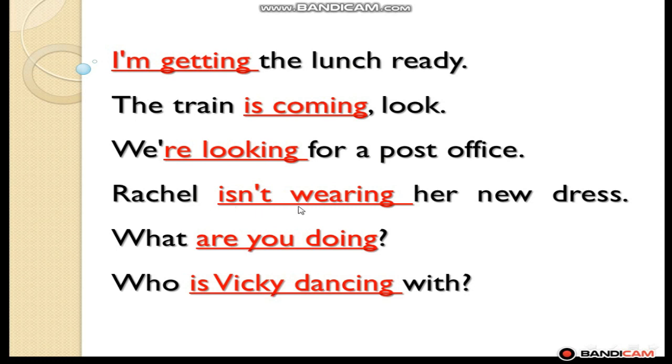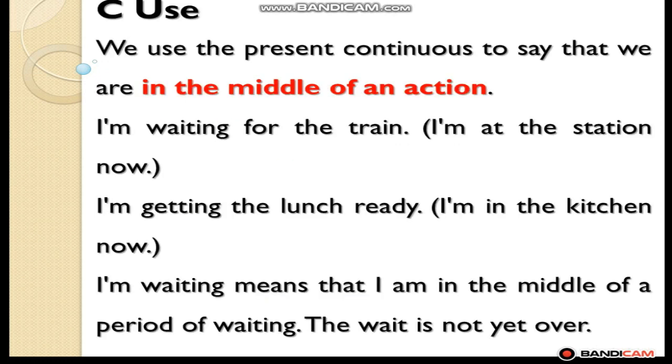Okay, so I'm getting the lunch ready, the train is coming, we are looking for a post office, and Rachel isn't wearing her new dress. What are you doing, and who is Vicky dancing with? So all of those underlined phrases in red are forms of the present continuous, because we have the auxiliary verb followed by an ing form of the verb.